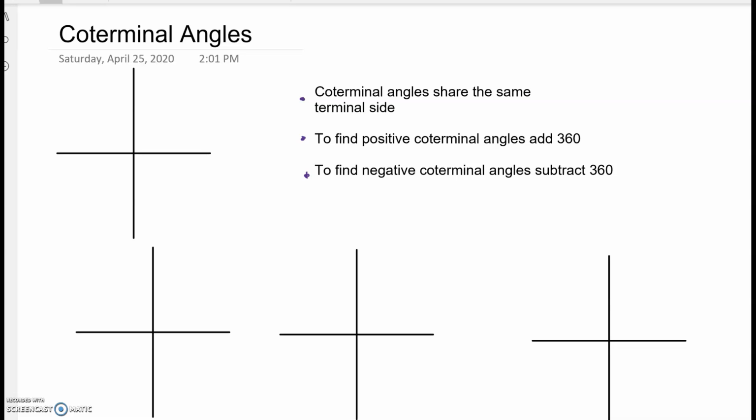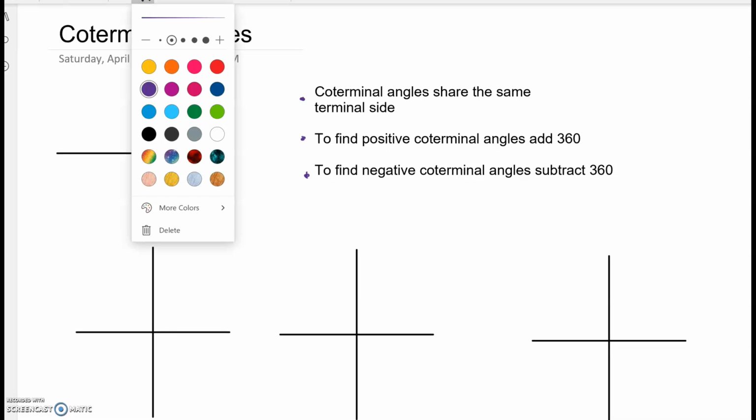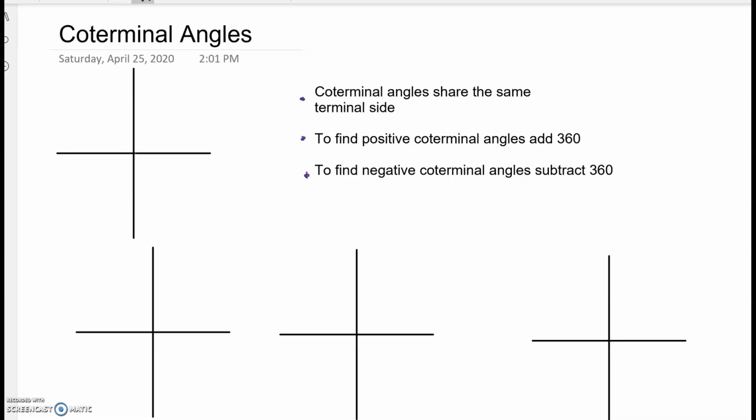Okay guys, we're going to talk about coterminal angles. Coterminal angles share the same terminal side. So if I was drawing an angle, I start here and I go to here. Let's make it 135 degrees. So this is 135 degrees. It's a positive angle. It's in the second quadrant. And this is the terminal side.